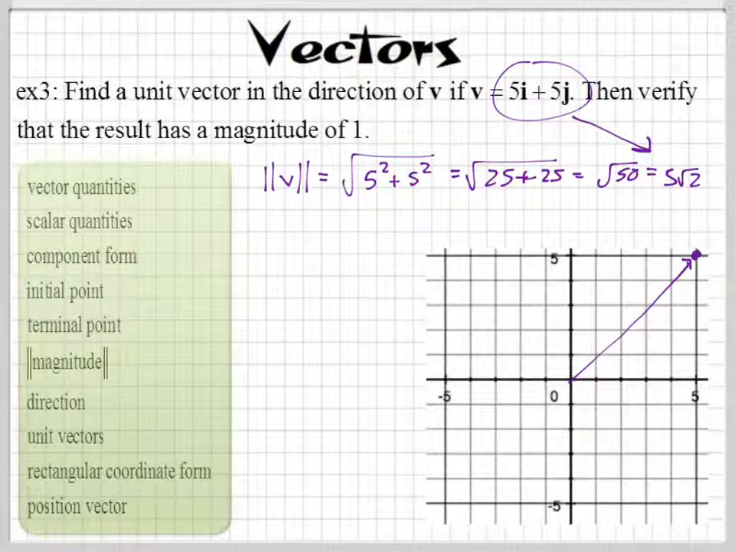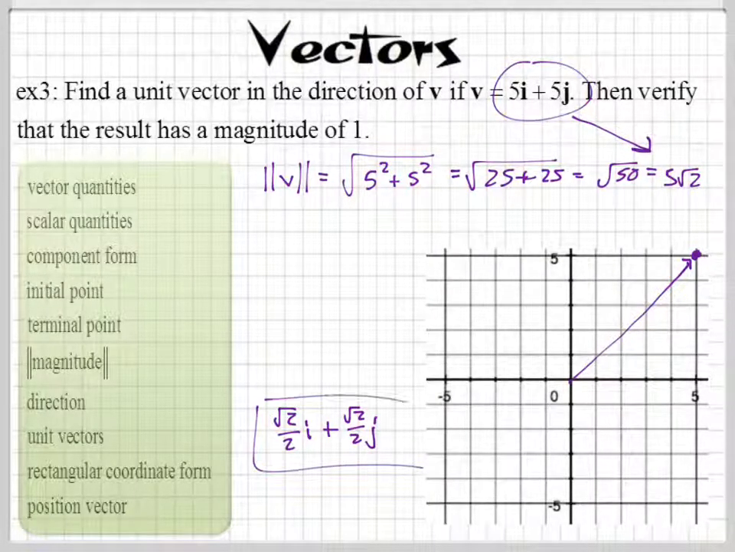But we want it to have a magnitude of 1. Do you guys know what this vector would look like? Any of you guys that are extremely bored out of your mind, can you tell me right now what the unit vector would be for this one? You should know it because you know the unit circle, and you know what this angle is right here. That's 45 degrees, or you can say it's pi over 4. So what would be my unit vector for this? It would be root 2 over 2 i plus root 2 over 2 j. That's our answer, that's our unit vector.